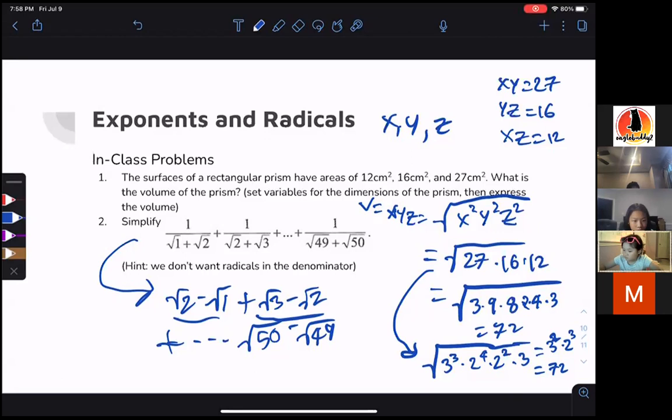It's kind of neat when everything just cancels like this, this root 2, all the roots from 2 to 49.